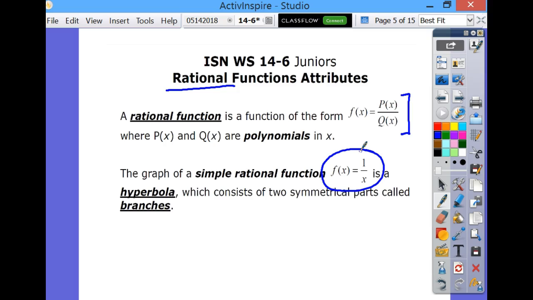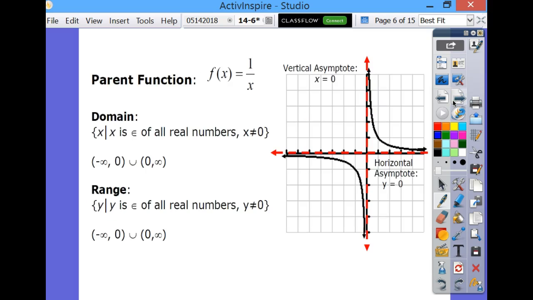And this is called a hyperbola, and it has 2 branches. Here is what the graph looks like for f of x equals 1 over x. These parts are called branches. It also has 2 asymptotes. Do you see the 2 branches and do you see the 2 asymptotes?